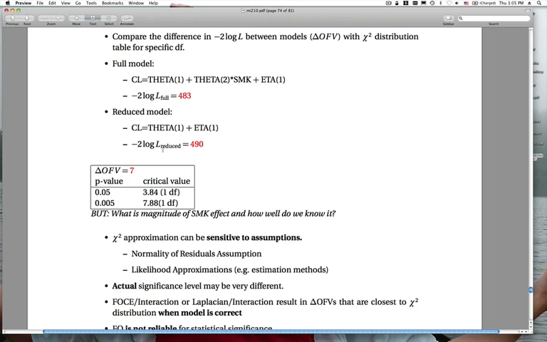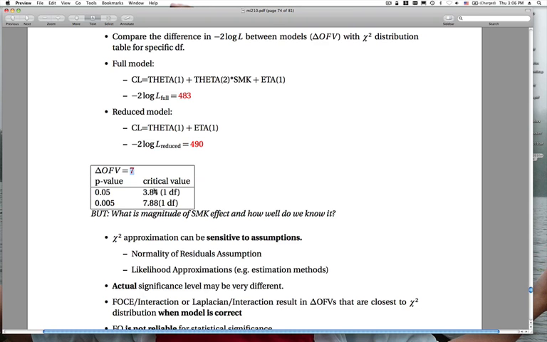So the change here is 7, an increase of 7 units. And we can then take that critical value and compare it to a chi-square distribution. If you look at the back of a statistics book at chi-square distributions under various degrees of freedom, you'll see that for one parameter difference, or 1 degree of freedom here, theta 2, that's just one parameter, the critical value at p less than 0.05 is 3.84 units. And at 7, we've exceeded that. So we could say that this smoking effect is statistically significant with a p-value less than 0.05.